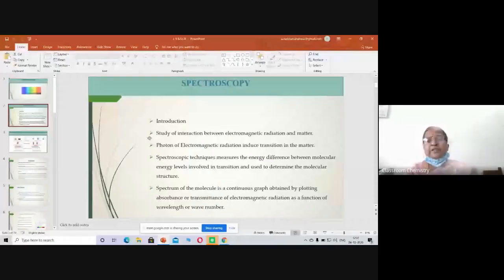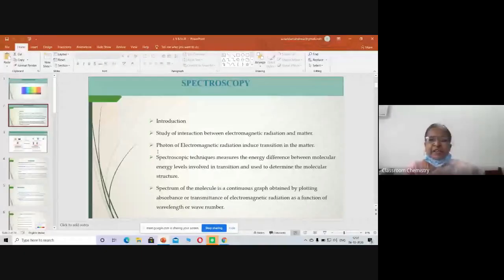What happens actually when electromagnetic radiation interacts with matter? Matter may be atom, it may be molecule. You know that electromagnetic radiation consists of photons, whose energy is given by the equation E is equal to h nu. Photon or quanta, you know. These radiations consist of small packets of energy, small bundles of energy known as photons. Energy of each photon is given by E is equal to h nu, where h is the Planck's constant and nu is the frequency of radiation.